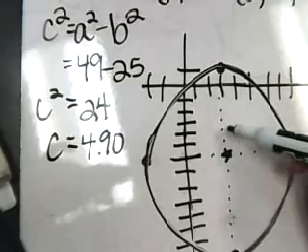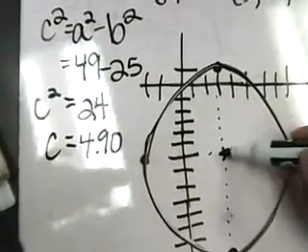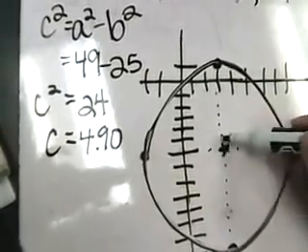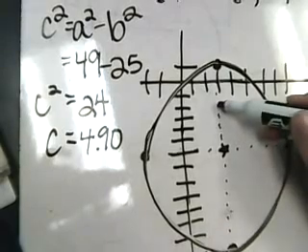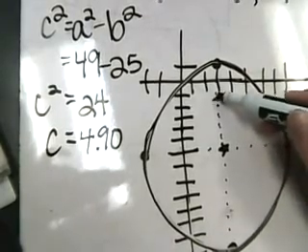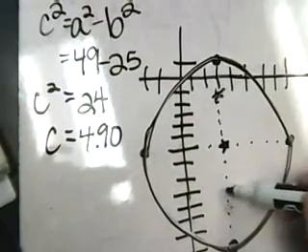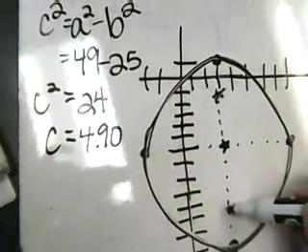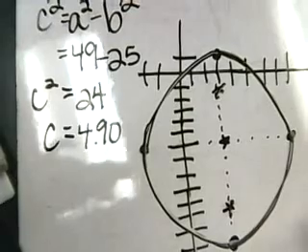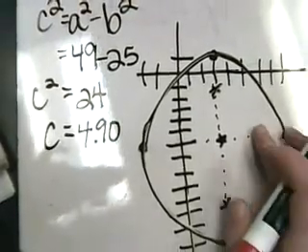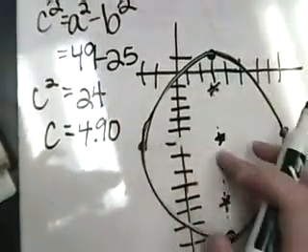They go in the same direction as your main axis. Okay, so that means I'm going to go up 1, 2, 3, 4, almost to 5. There's a foci. And then I'm going to go down 1, 2, 3, 4, almost to 5. There's my other foci. Okay. There's my ellipse.